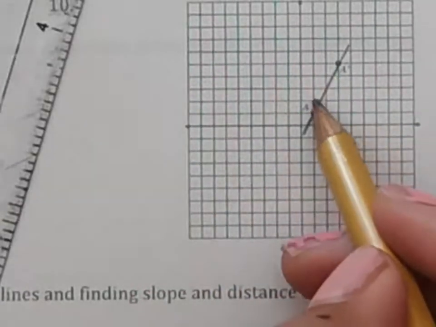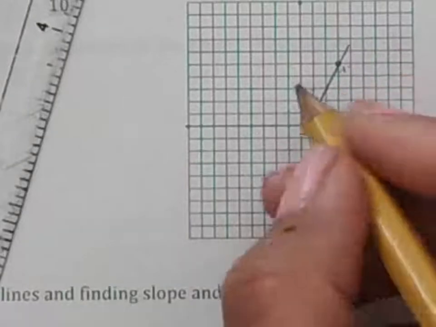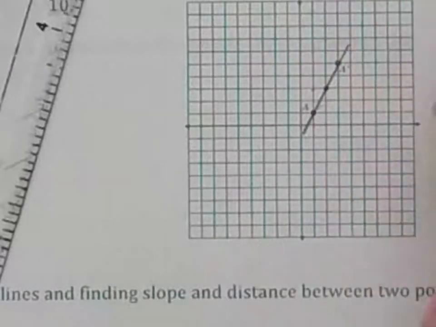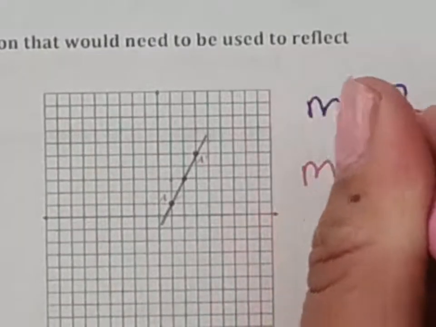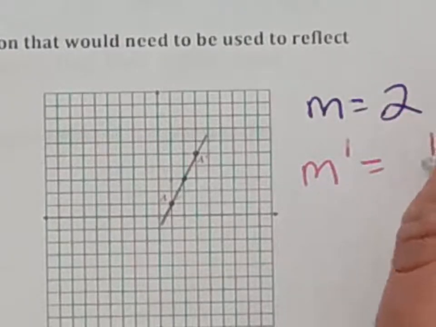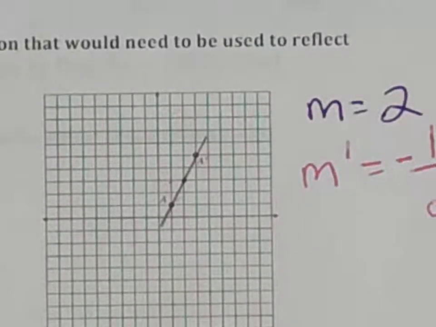But you go 1, 2, oh, it looks like it's going to be 2. So it looks like I go up 2 and then over 1, and there's another point. So my slope, oh, you can't see it. There we go. My slope is 2. I just made this one really small. So then my line of reflection is going to be perpendicular. So my perpendicular slope, you flip it. So instead of 2, it's going to be 1 over 2, and then change the sign. So -1/2.